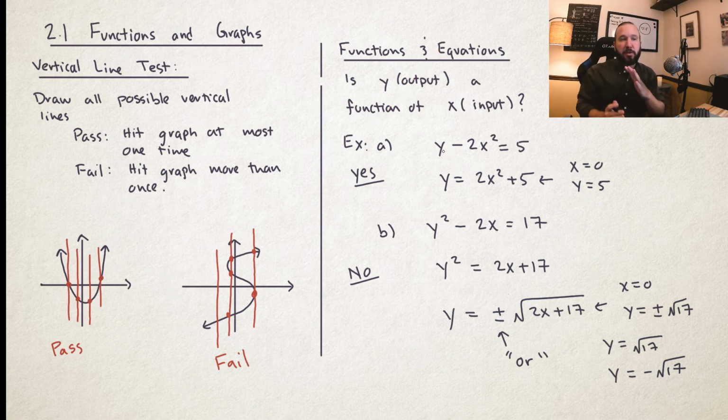Again, the way it works is you draw all the possible vertical lines. If you just hit the graph once, then it passes and you are a function. But if you can ever hit the graph more than once, then it fails and y is not a function of x.